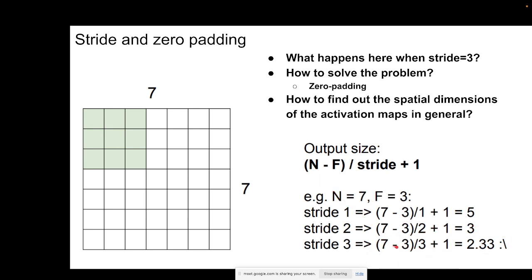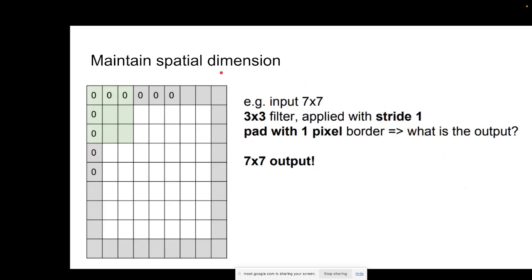For example, what can I do here to make this divisible by 3? 7 minus 3 is 4, and 4 by 3 is not divisible. Suppose we had made this 9. 9 minus 3 is 6, 6 by 3 is 2, and 2 plus 1 is 3, so this becomes an integer. So if we could change this image from a 7 cross 7 image to a 9 cross 9 image, we could have saved our day. And that is exactly what we do in padding.